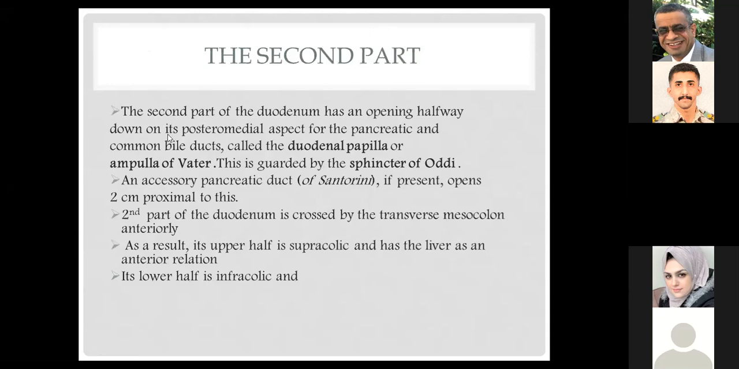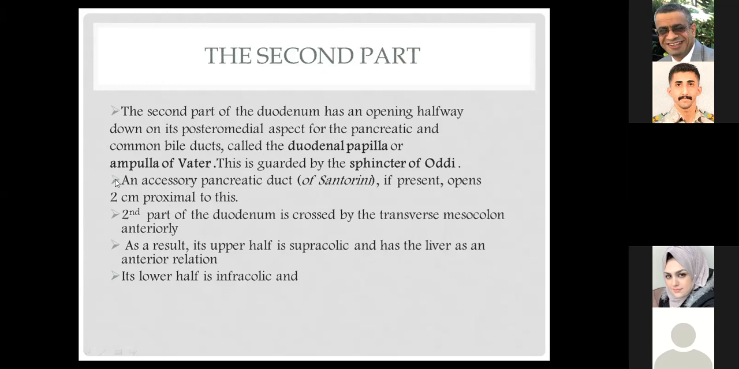The second part of the duodenum has an opening halfway down on its posterior medial aspect for the pancreatic and common bile duct, which is called the duodenal papilla or ampulla of Vater. This is guarded by the sphincter of Oddi. An accessory pancreatic duct or duct of Santorini, if present, opens 2 centimeters proximal to this, which means proximal to the ampulla of Vater.